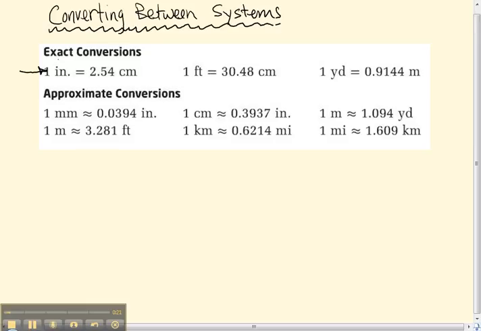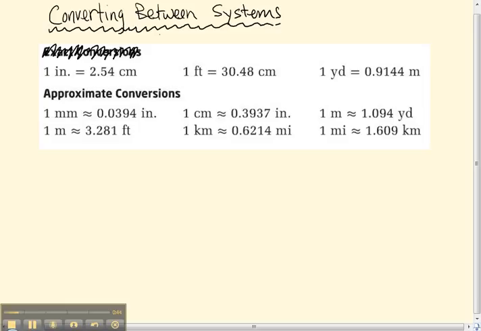Now, I don't think I like how they call these exact conversions because they aren't really exact conversions. So let's just not put that there and just call these all approximate conversions. Okay, so we are looking at converting one measurement from one system to the other.